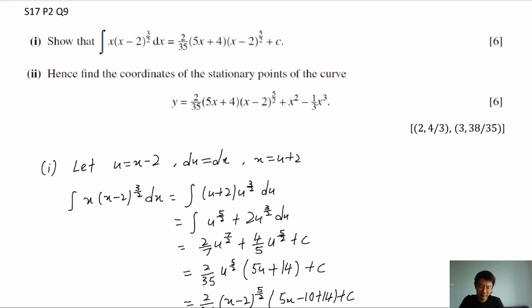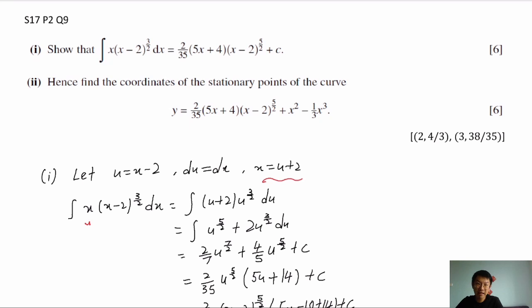Okay, and then also we know that we actually have the x. If we make that the subject, we will have x equals u plus 2. So after that, we substitute all the terms inside our integral. First we have x, and x here is u plus 2, as we had before. And also we have the x minus 2, which is given as u, based on our substitution of u equals x minus 2.